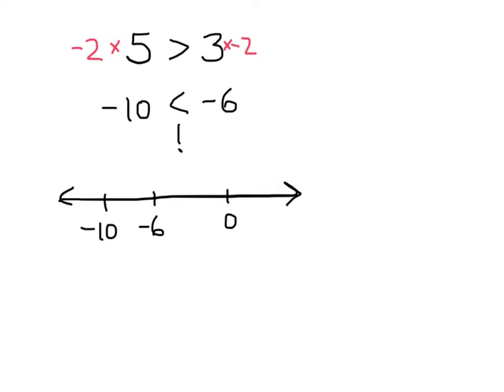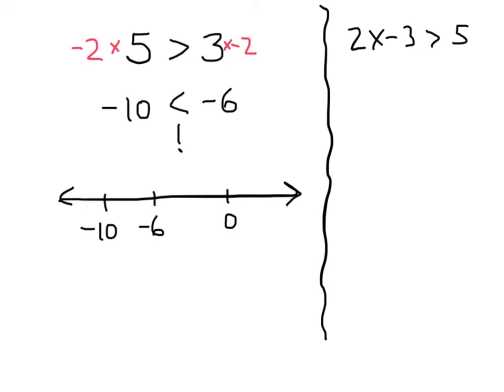So let's go back to our previous problem. Our previous problem was 2x minus 3 is greater than 5. And the first thing that we did was we added 3 to both sides. That was no problem. The minus 3 and the plus 3 on the left cancel out. And we end up with 2x greater than 8.